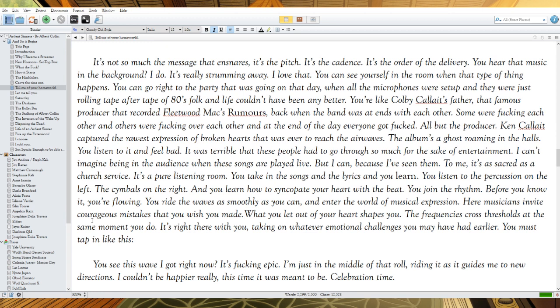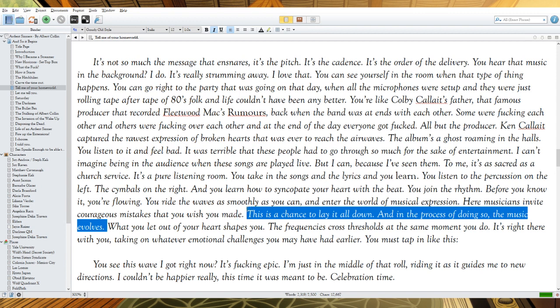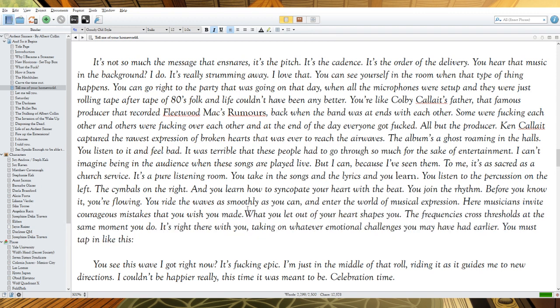Here musicians invite courageous mistakes that you wish you made. You want to see what that was before? Let's just take a look. These 2 sentences just getting in the way. They got to go. See you later. Now we have something that flows nicely. Here musicians invite courageous mistakes that you wish you made. What you let out of your heart shapes you.